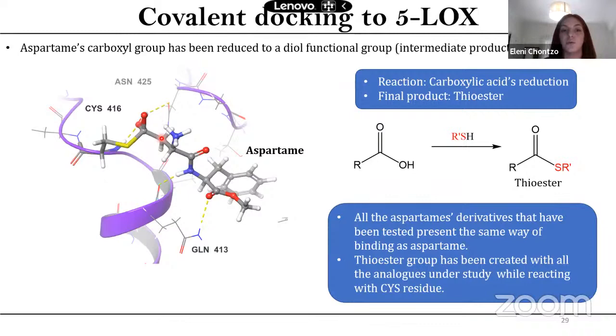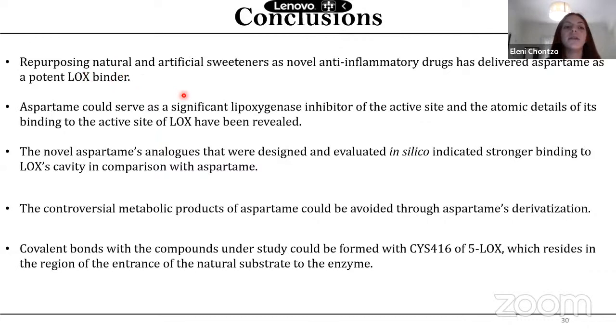And finally, we have some final conclusions at this point. We're proposing natural non-artificial sweeteners as novel anti-inflammatory drugs, having delivered aspartame as a potent binder, and we also unveiled all the atomic details of the binding, and the novel aspartame analogs that were created have indeed much more promising results than aspartame.